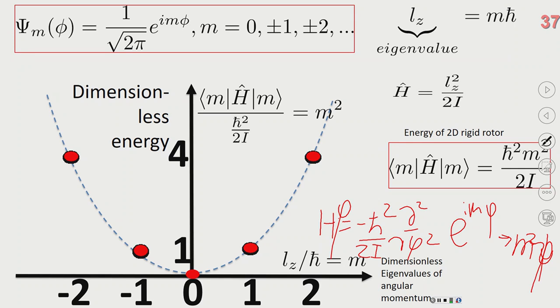So let's analyze what we have. On the x-axis, we have these dimensionless eigenvalues of angular momentum, right? Integers: 0, plus minus 1, plus minus 2. On the y-axis, we have energies of the rigid rotor. So what should we look at? What is important here?